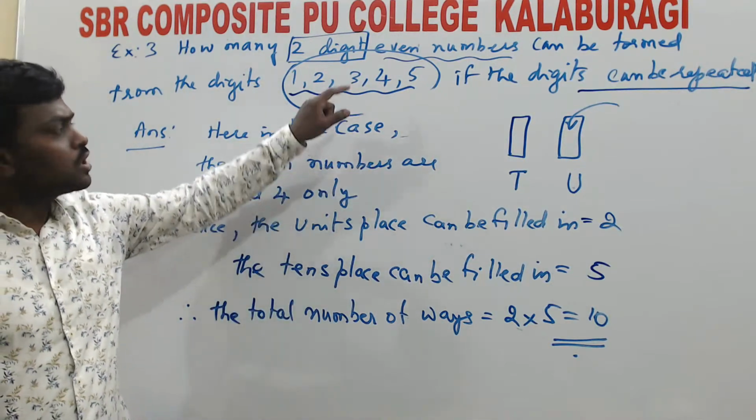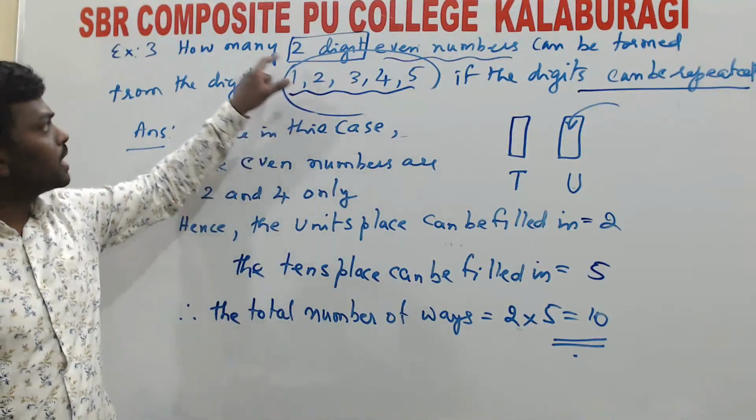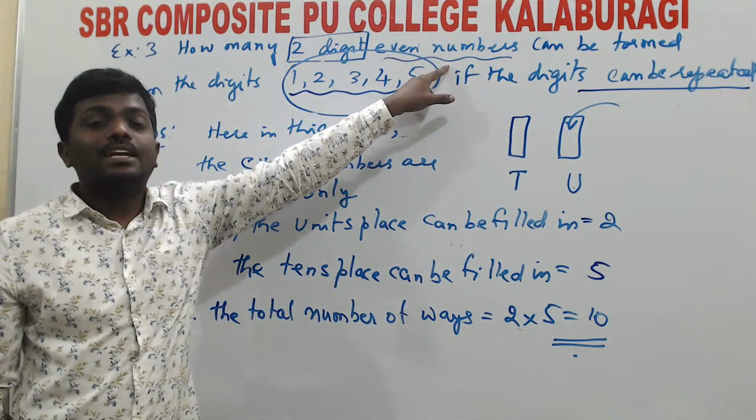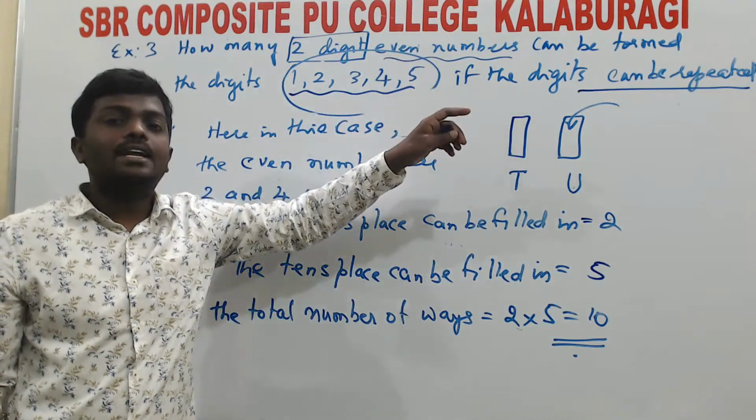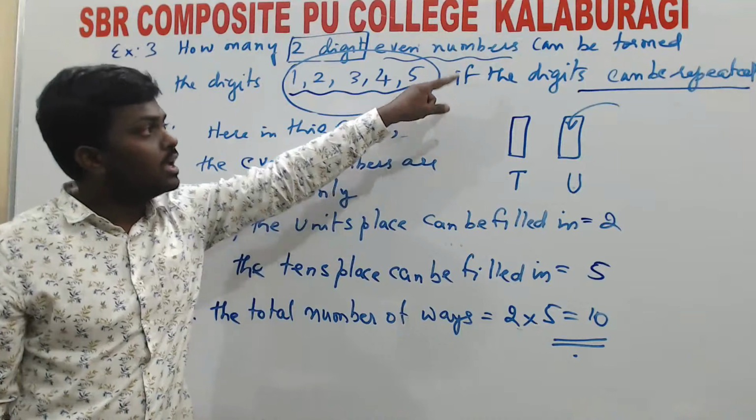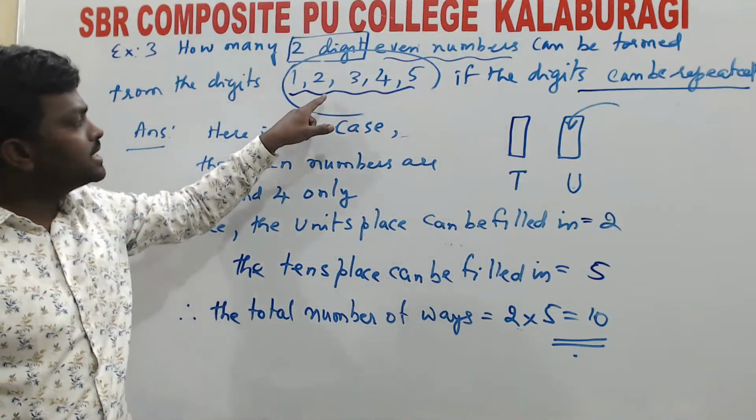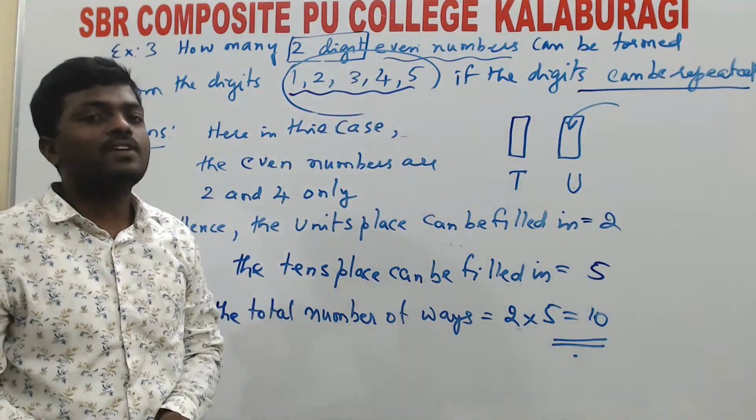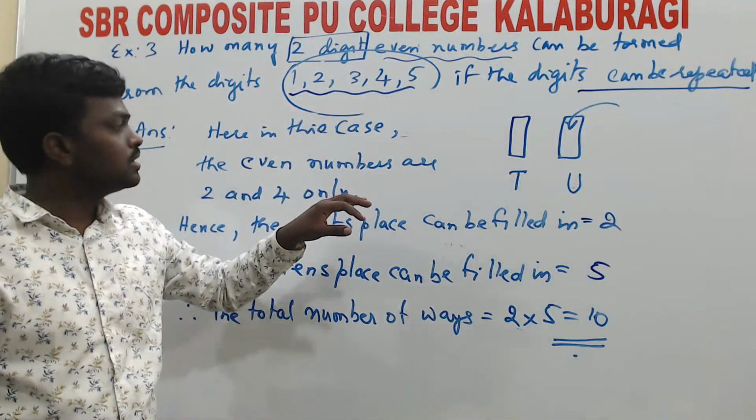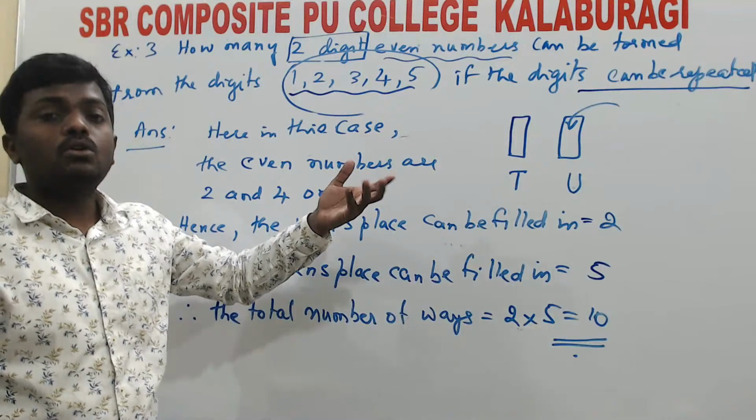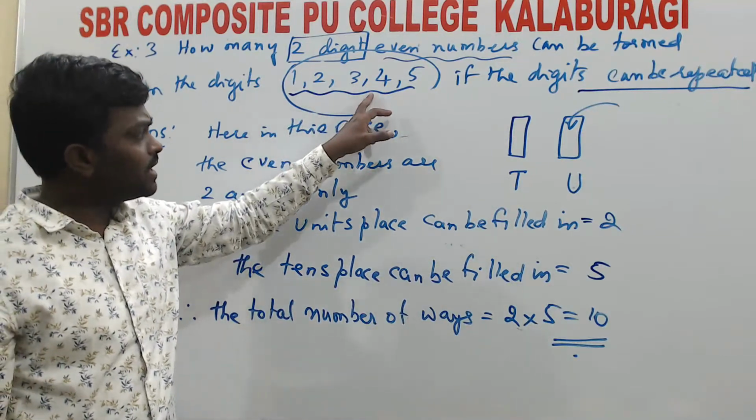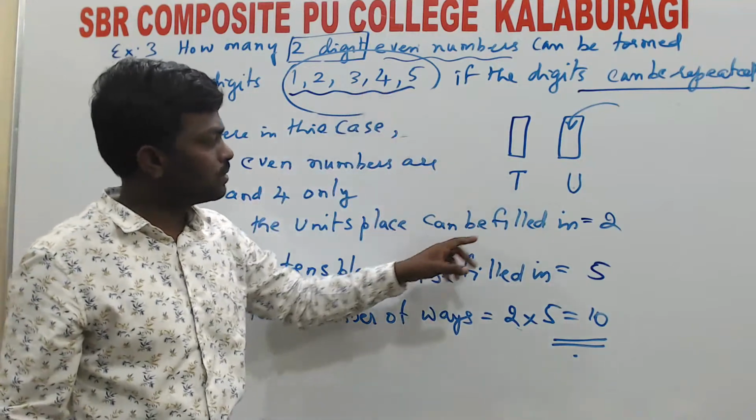Is that clear, students? So analyze the questions properly. How many two-digit even numbers? So it has to be a two-digit also, and it has to be an even number also. Can be found out of the digits 1, 2, 3, 4, 5. So they have given 5 options. Among the 5 options, only we have to form a number. Okay. So here the even numbers are 2 and 4, right?